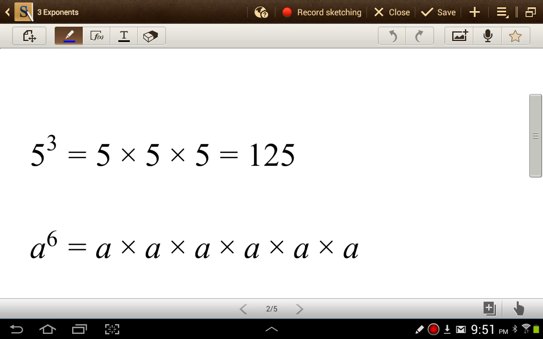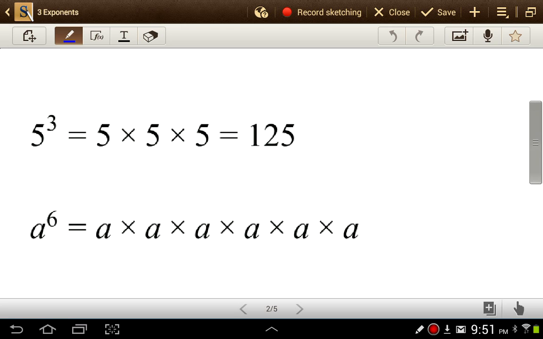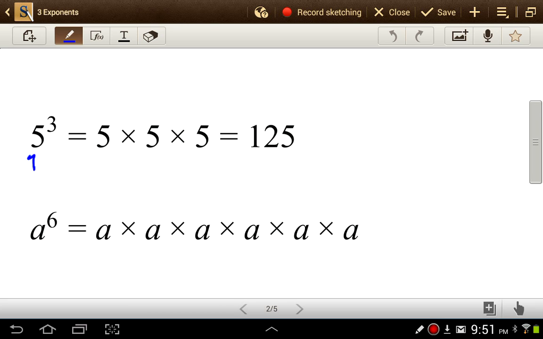Okay, in our first screen, we're just going to talk about the different parts of what an exponent is. So we're going to focus on this top part. That's 5 to the third power. That's how you would read that, and that equals 5 times 5 times 5, which equals 125. You also could read 5 to the third power as 5 cubed. So we're going to talk about the different parts of that. Well, the 5 is called our base number, and that's important to know.